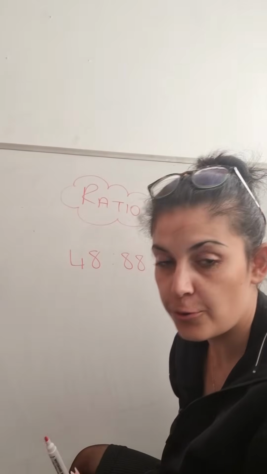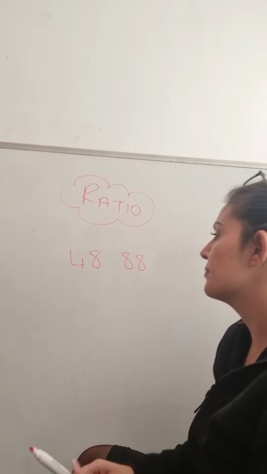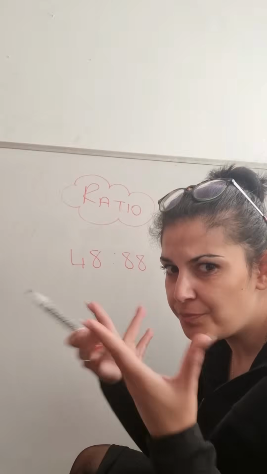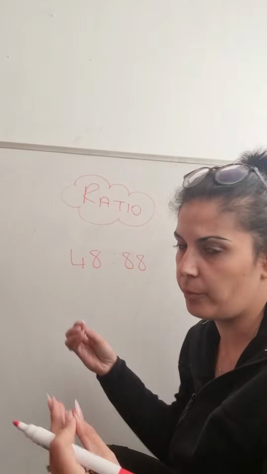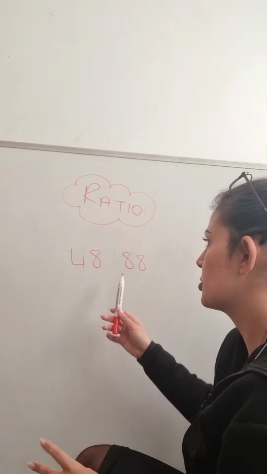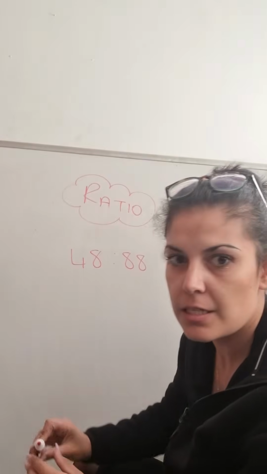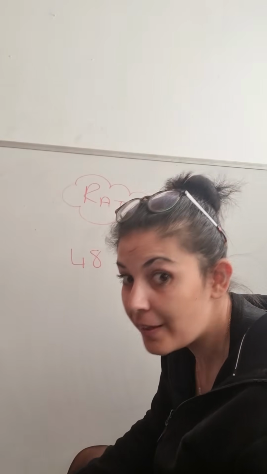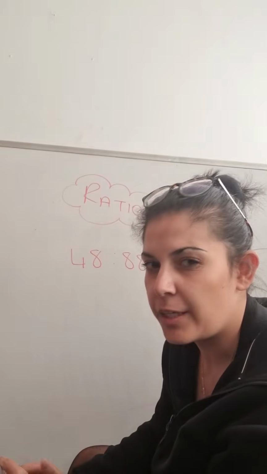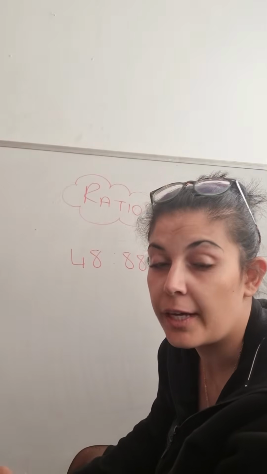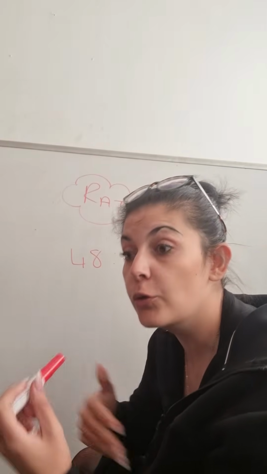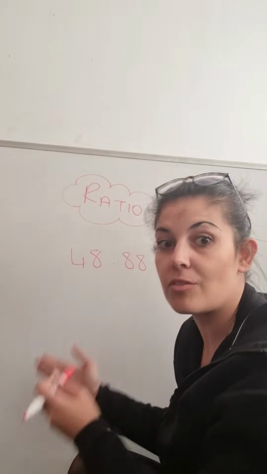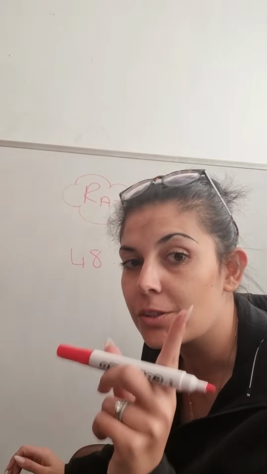Okay, ratios. So remember, a ratio just represents two quantities that you're comparing to each other. So let's say we have a ratio of 48 to 88. At a grade 7 level, they will usually ask you to simplify that ratio. And remember, simplifying a ratio is very similar to simplifying a fraction. You have to divide both numbers by the same thing until you can't divide anymore.